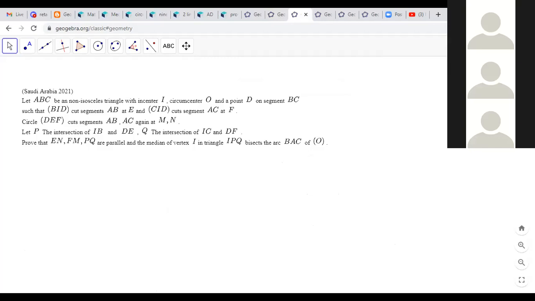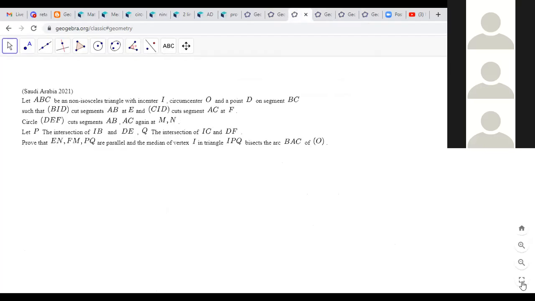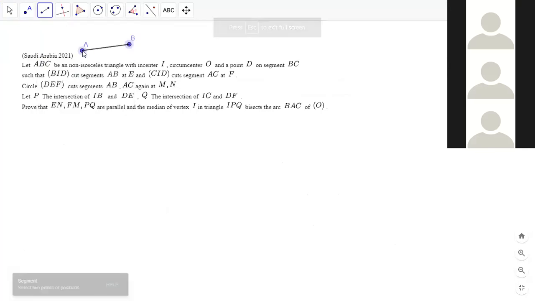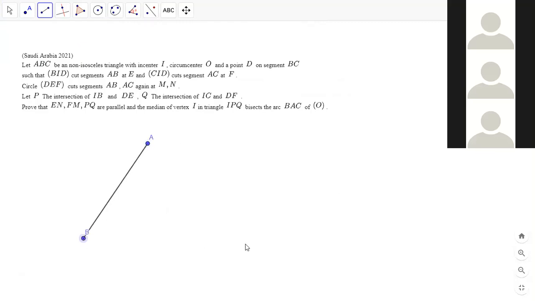A little tricky. Let me see, I might have an easier one here that I could do first. Okay, I'll start with this one. So we have a triangle with incenter I, and O is the circumcenter, and D is a point on BC.